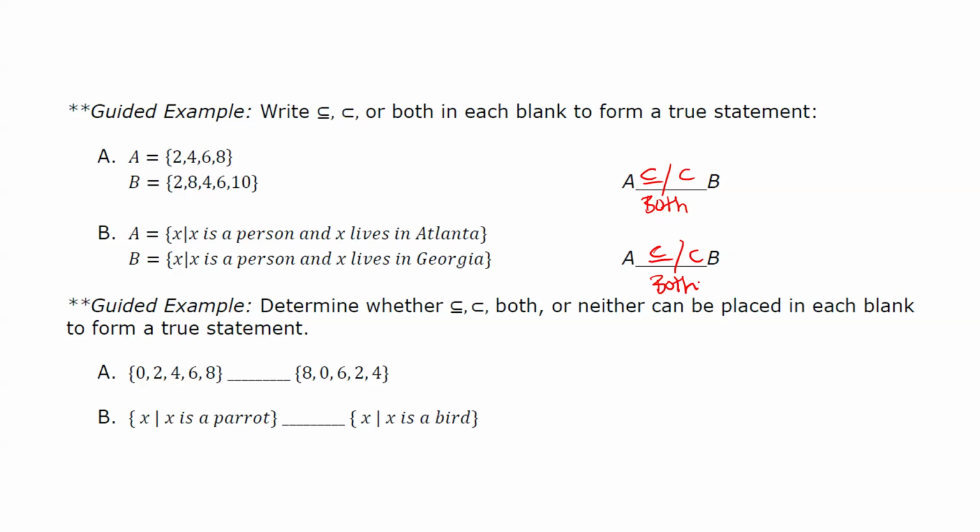All right. For the next one, we need to determine whether the subset, proper set, both, or neither can be placed in each blank to form a true statement. So for A, we have {0, 2, 4, 6, 8} and then we have {8, 0, 6, 2, 4}. Now, are the values in the first set contained within the second set? Yes, they're just rearranged. So it is a subset.